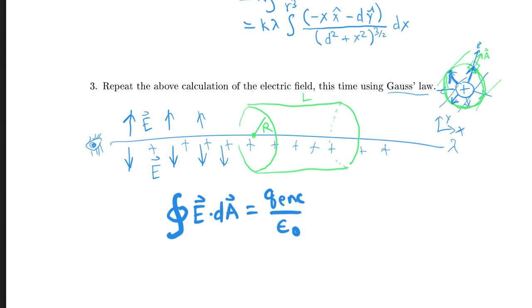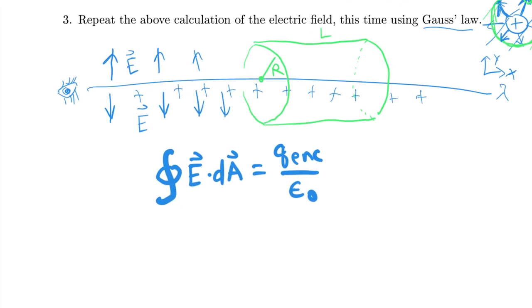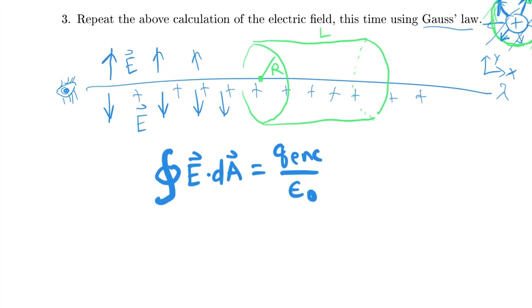So let's break this up into two integrals, one for the end caps, like this part and this part, and then one for the curved part of it. So let's just do that quickly, just by notation. I'm going to write pretty much what I said in words, which is we're going to do the integral of E dot dA, but the area here we just care about is the end caps.